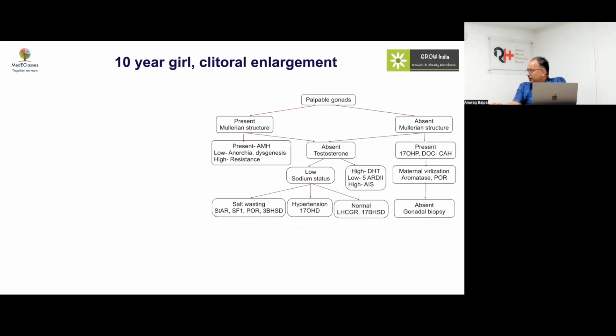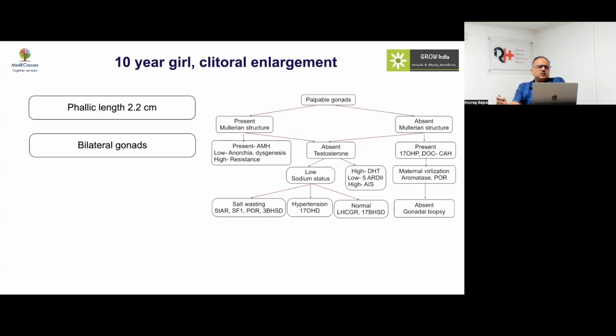So we have a 10-year-old girl with clitoral enlargement, Dhwani, who has a phallic length of 2.2 centimeters and has bilateral gonads. The parents have now come to you, saying she's a normally raised girl. Now she comes to you saying there are changes happening, but you identify that there are bilateral gonads. So what do you think is happening here, and what would you do further from here?